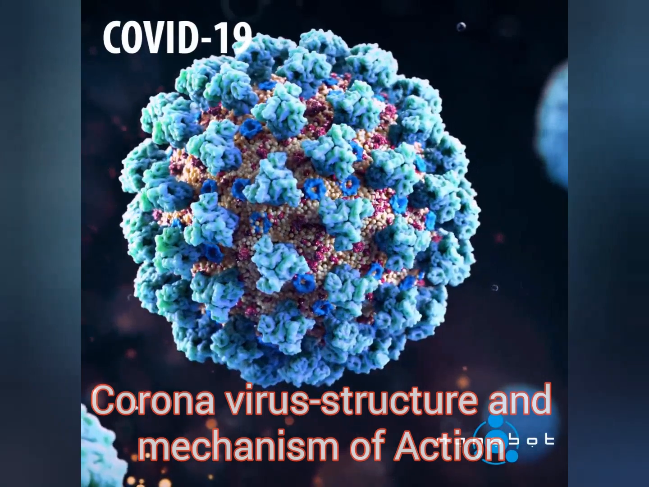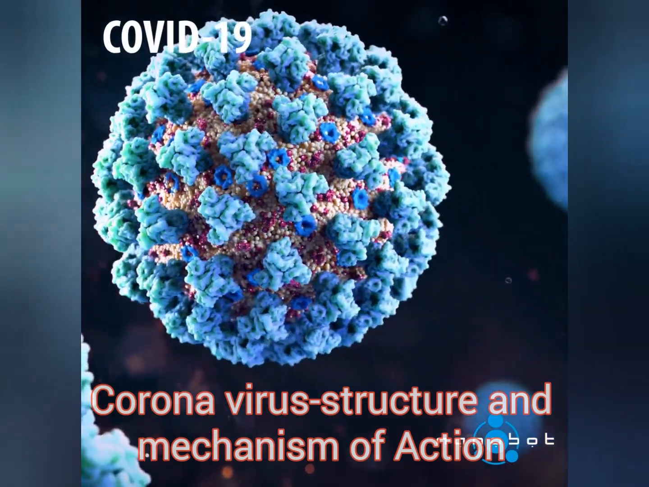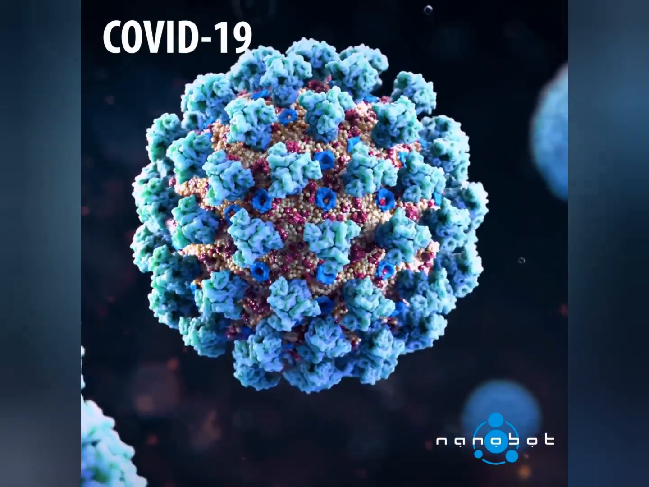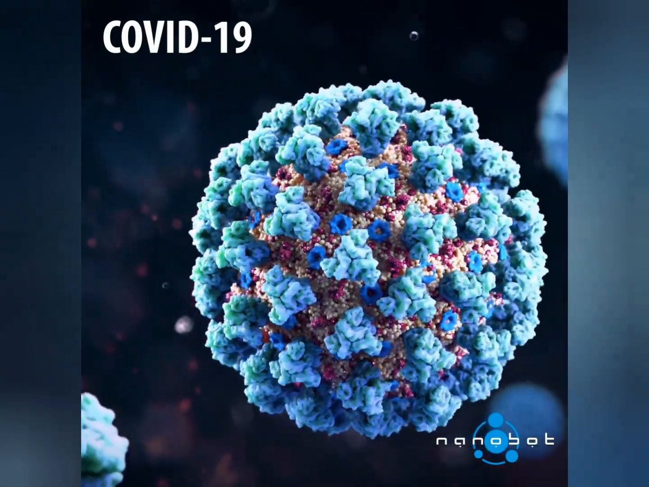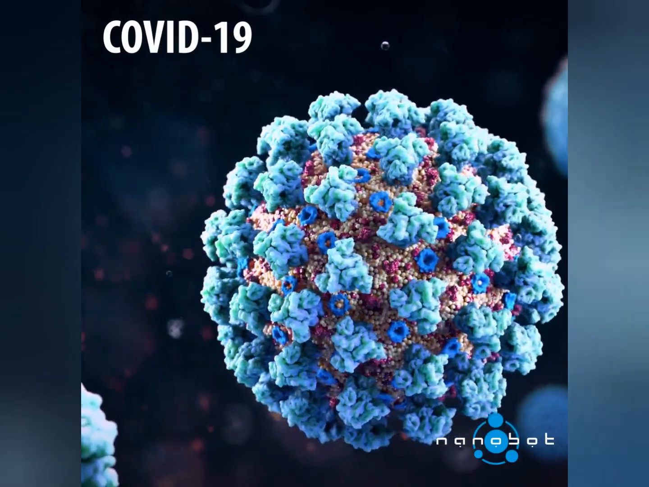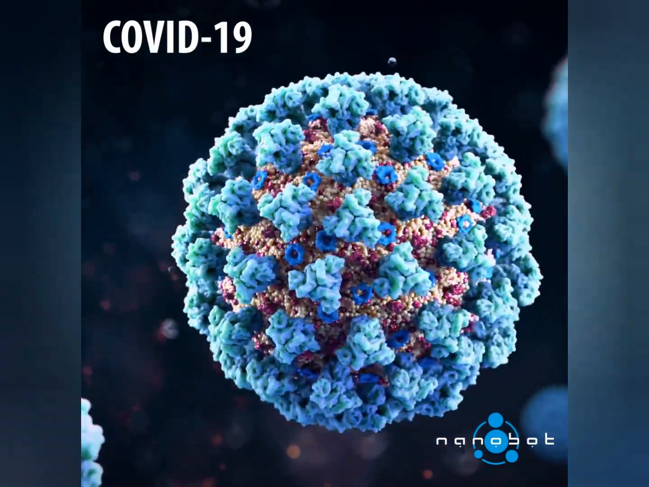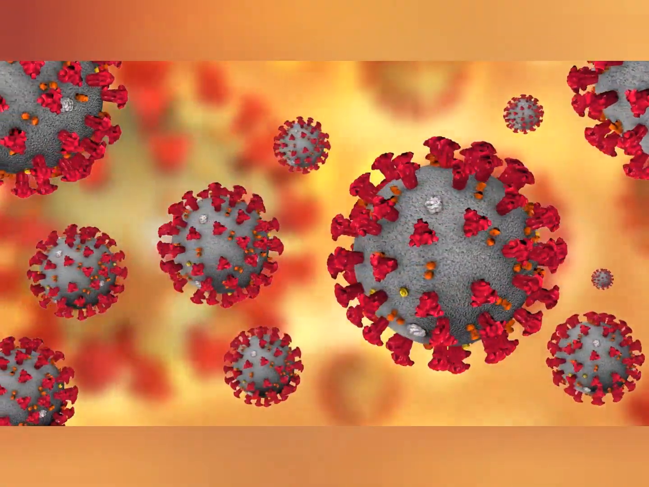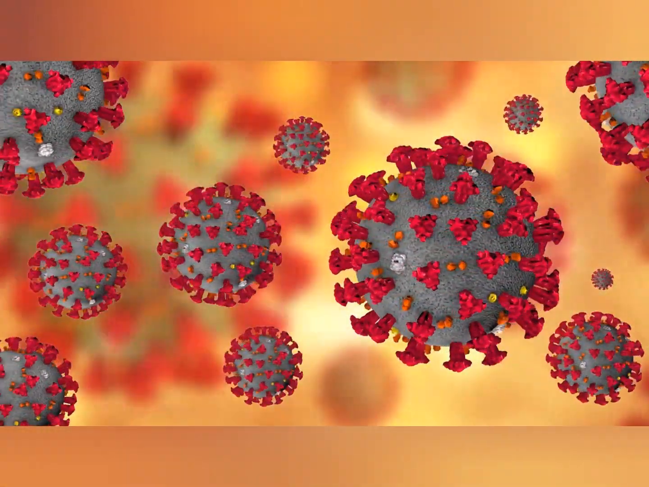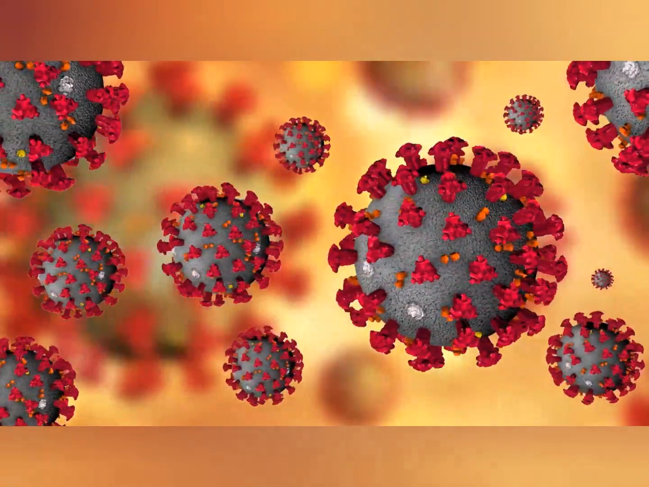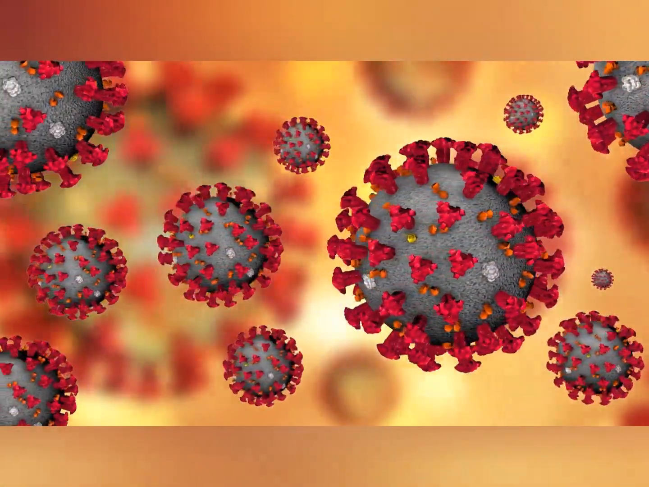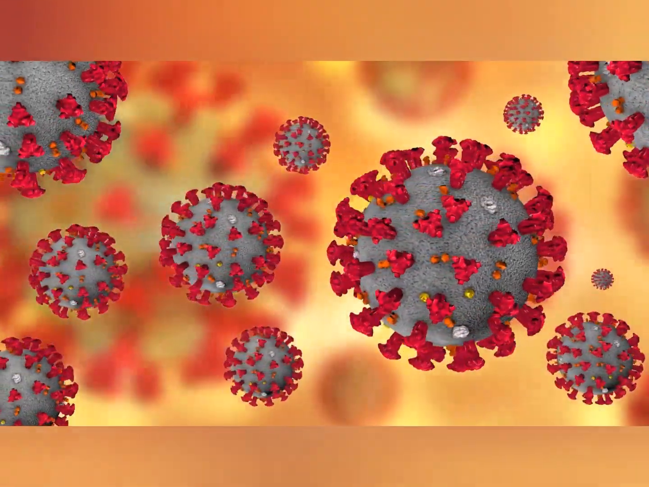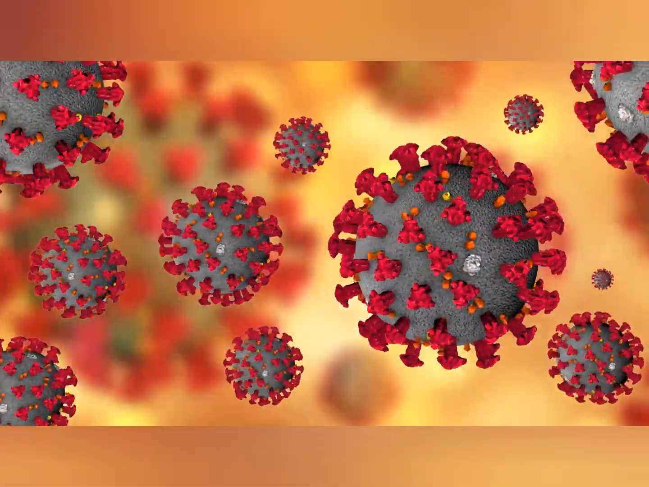Coronavirus structure and mechanism of action. The pathogen gets its name due to the spiky crown that you can see on its surface when you take a look under the microscope. Coronaviruses are large enveloped positive stranded RNA viruses. They have the largest genome among all RNA viruses, typically ranging from 27 to 32 kb.